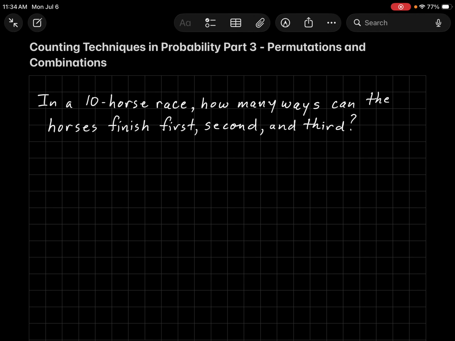Counting Techniques and Probability Part 3. Permutations and Combinations. Let's start this video with an example.